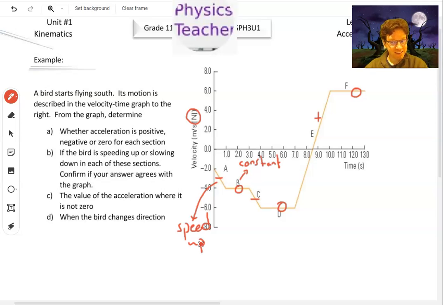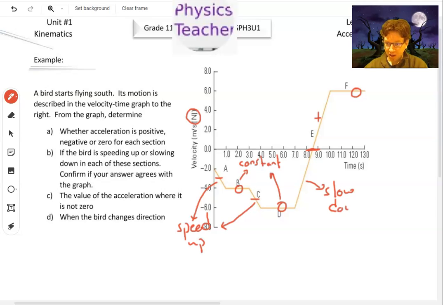Here, negative acceleration with a negative velocity. Again, speed up. Here, constant. Now here for E, well, what's happening? Let's split E into two parts. Below the x-axis, we have a negative value for velocity, but yet the slope is positive. So they're opposite values. So we are slowing down here.